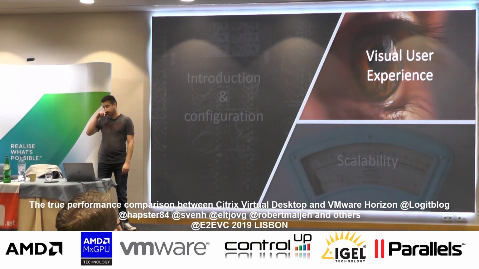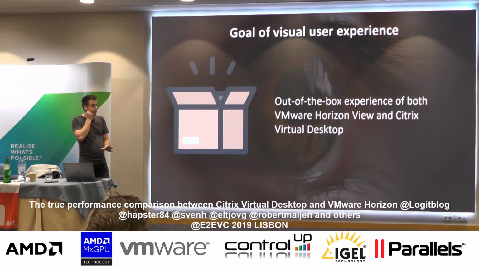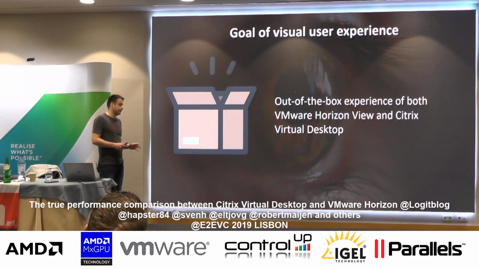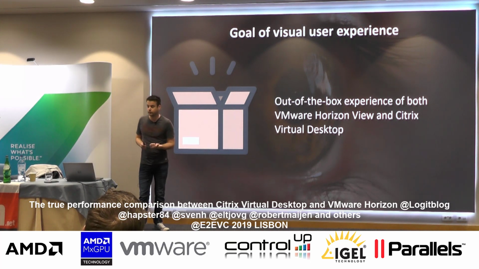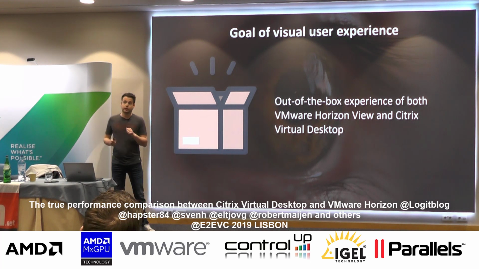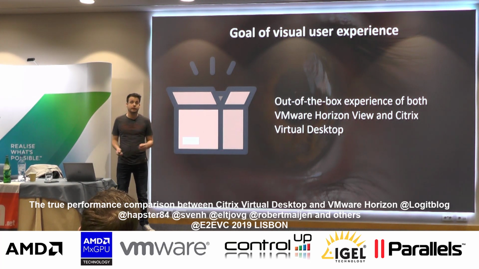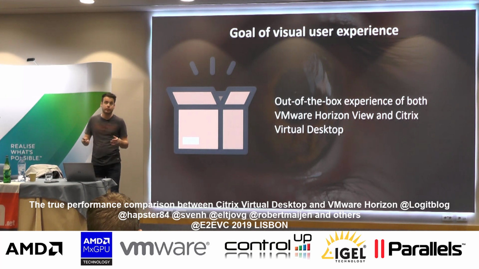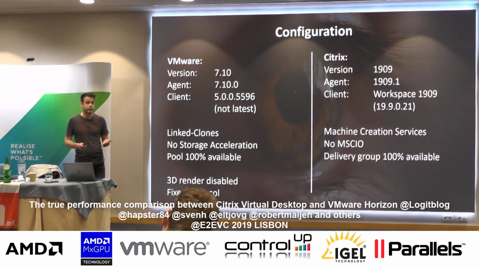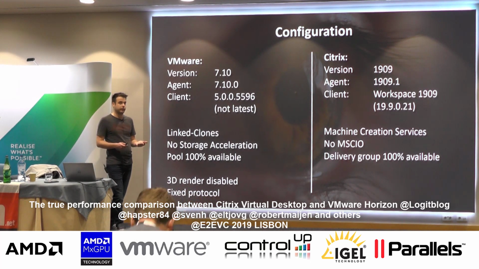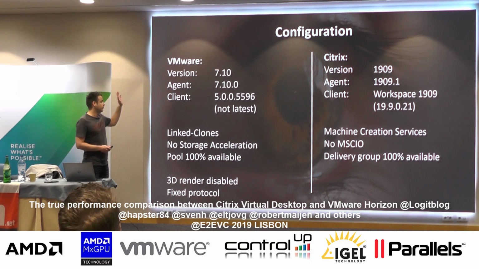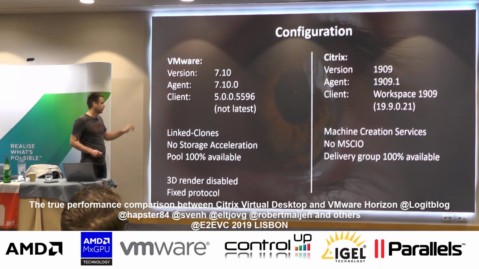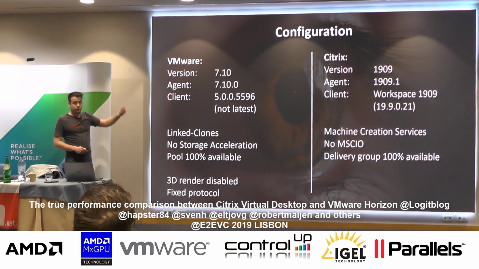So let's go to the first topic, the visual user experience. What we really want to test is the out-of-the-box experience of both. We just did an installation, a next-next-finish installation, and we didn't apply any optimization regarding the protocol. Of course, the basic VDI golden image is optimized using the Citrix Optimizer, but we really purely want to use the out-of-the-box experience. Regarding VMware Horizon, not View, we use the latest available version.